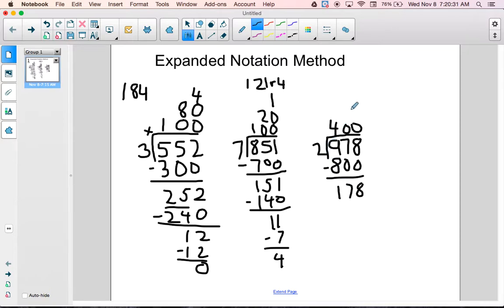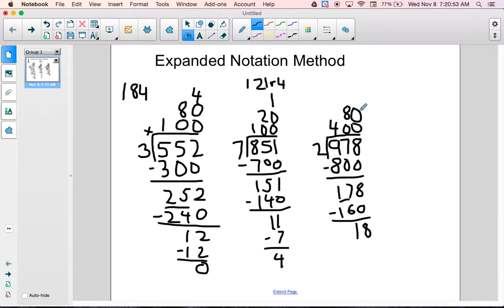Now I ask myself how many tens will go into this. Well, 17. 2 goes into 17 8 times, so it's 80. 80 times 2 is 160. Subtract.